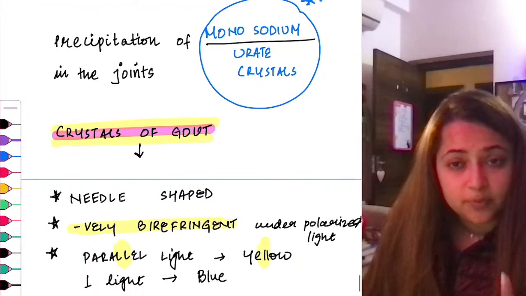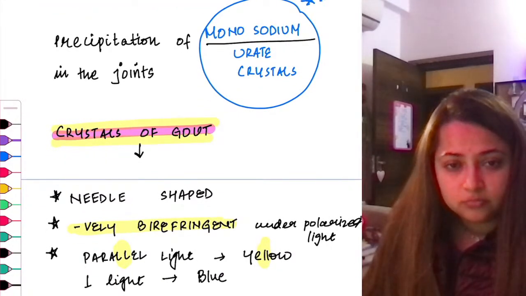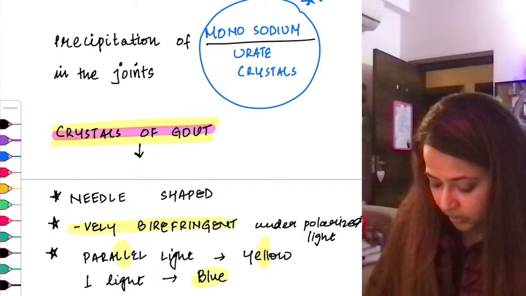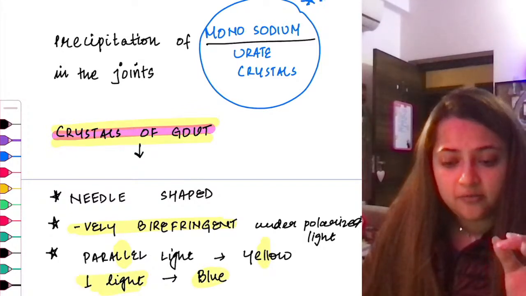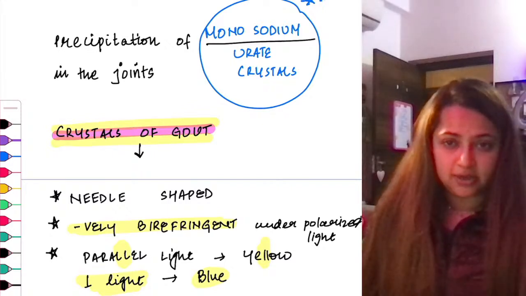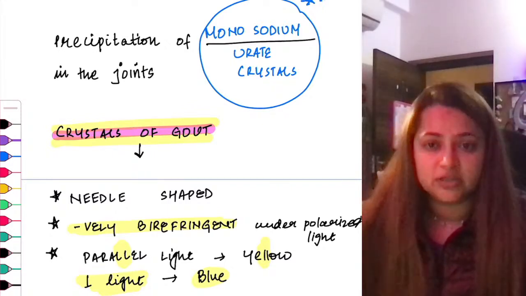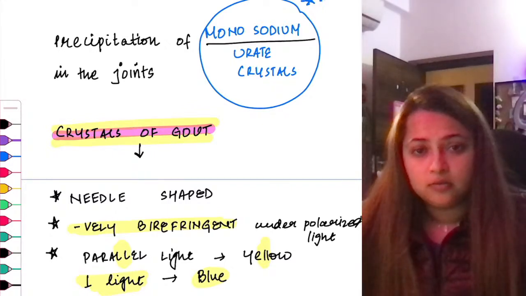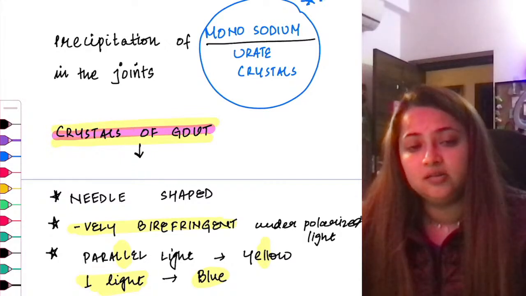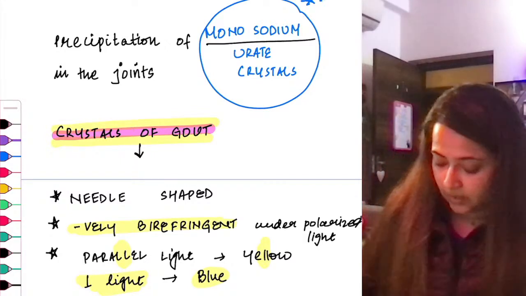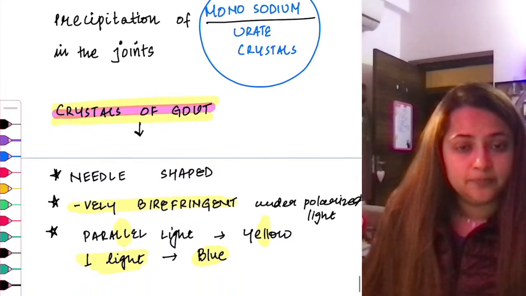And under perpendicular light, they are going to be blue. These characteristics are very, very important because these are the hints that they could use in the question. So you have to catch these hints regarding the crystals and then you will answer that this is gout. Moving on to the next entity.